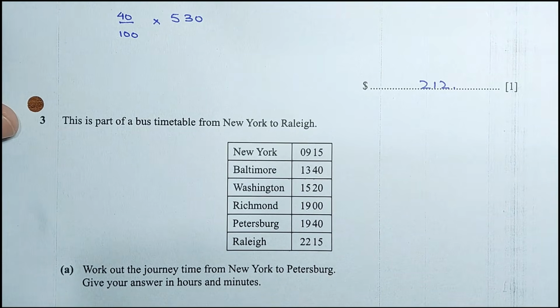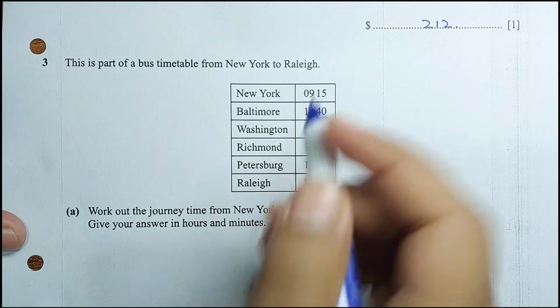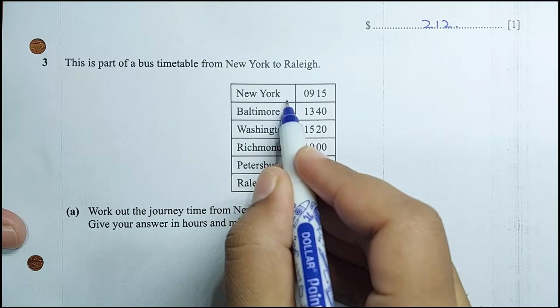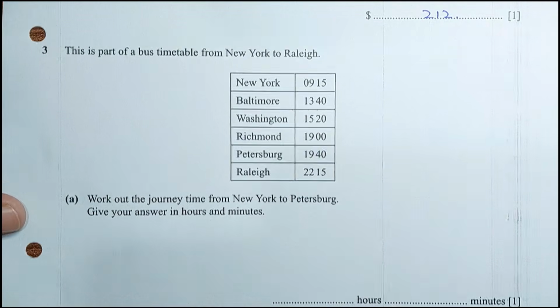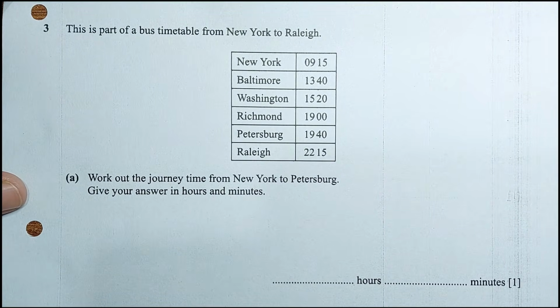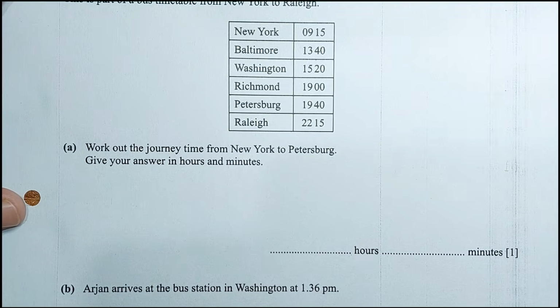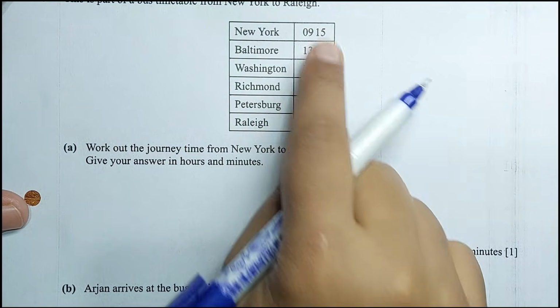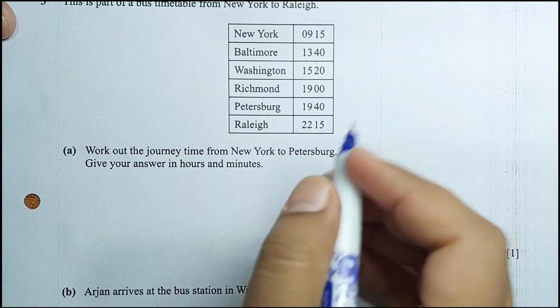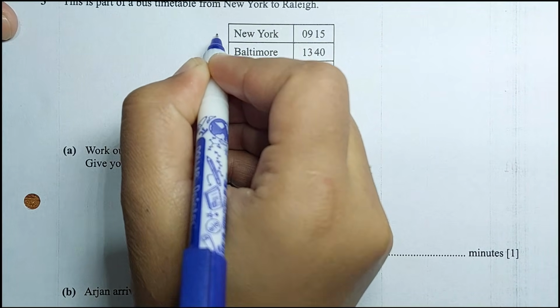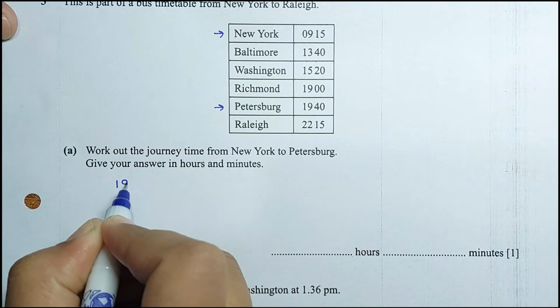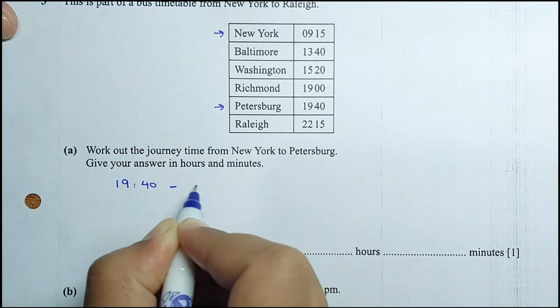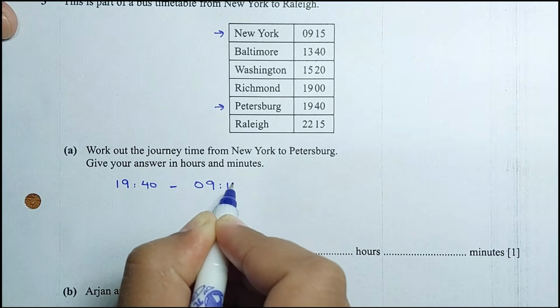Question number 3, this is a part of a bus timetable from New York to Raleigh. Part A, work out the journey time from New York to Petersburg. Give your answer in hours and minutes. So Petersburg is 1940. Subtract the New York, which is 9:15.